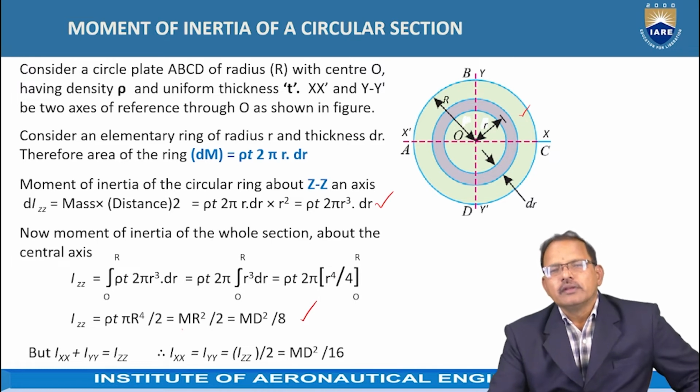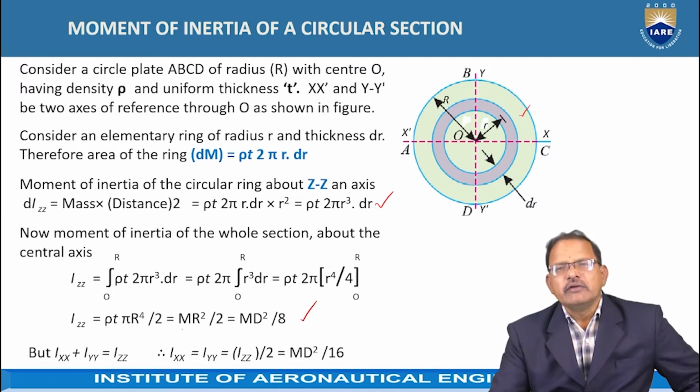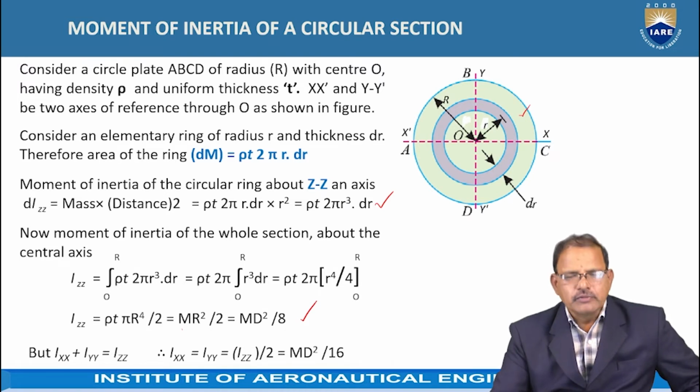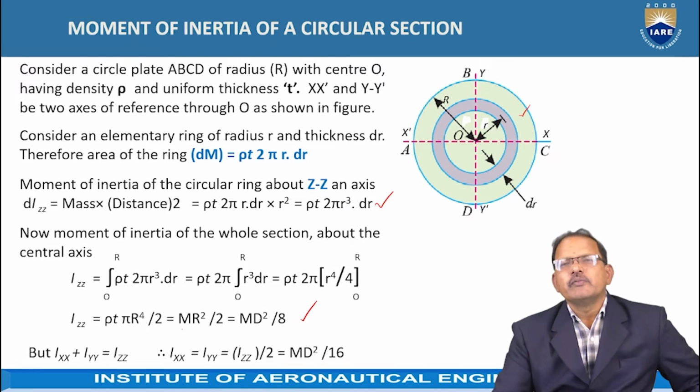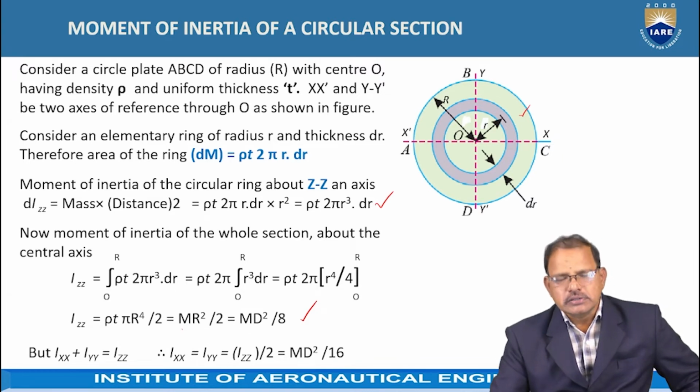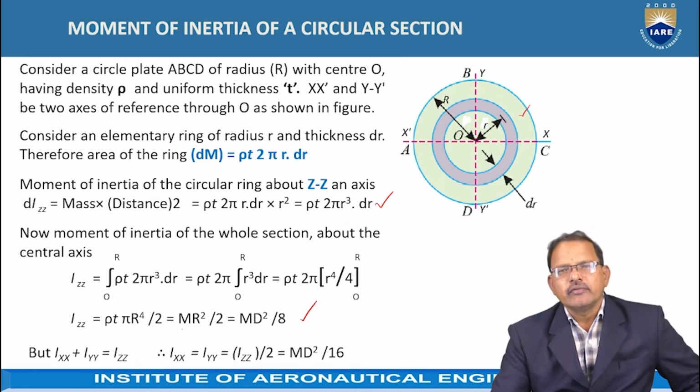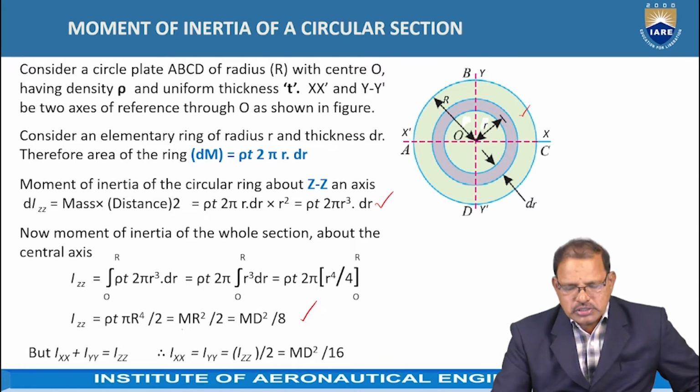But here Ixx plus Iyy is equal to Izz according to the perpendicular axis theorem, and Ixx and Iyy are both equal since the object is symmetrical about the vertical line as well as the horizontal line. Hence Ixx is equal to Iyy, which is equal to Izz by 2. Hence Ixx is equal to m D square divided by 16.